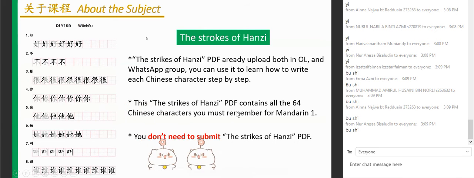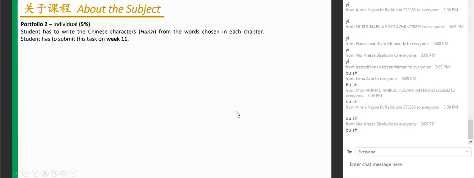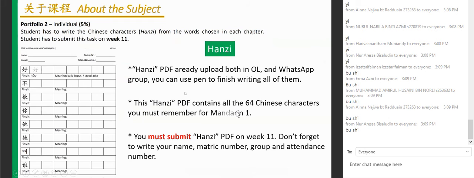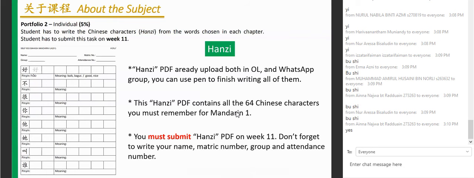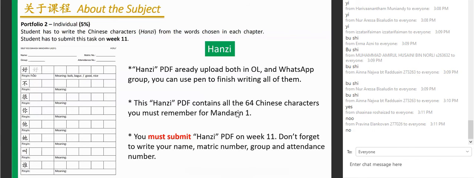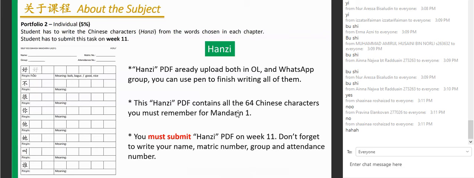Then we have given you another one. Portfolio 2, 5 marks. You have to submit this PDF in week 11. Okay, how many people have already started to write for this one? Anyone already starting to do this? Normally the answer is no, not yet. Oh, we got people who already started. Very good. So I know in normal cases you didn't do it yet. So at least download it today.